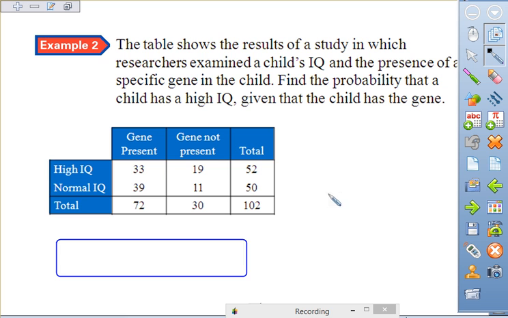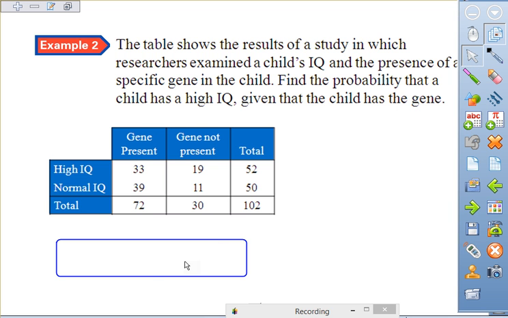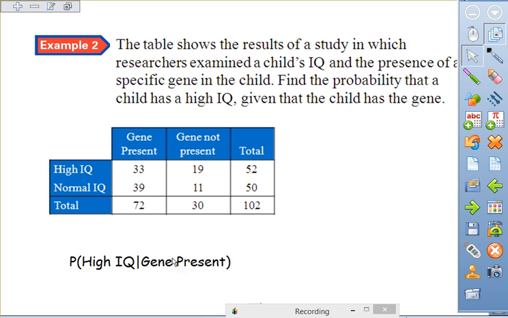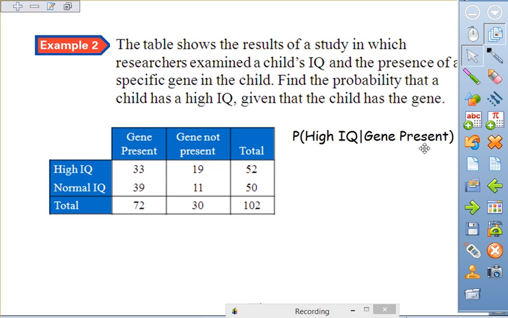Example 2. The table shows the results of a study in which researchers examined a child's IQ and the presence of a specific gene in the child. Find the probability that a child has a high IQ given that the child has the gene. So first, let's figure out what we're trying to answer, which is this. Given they have the gene, what is the probability the child has a high IQ?